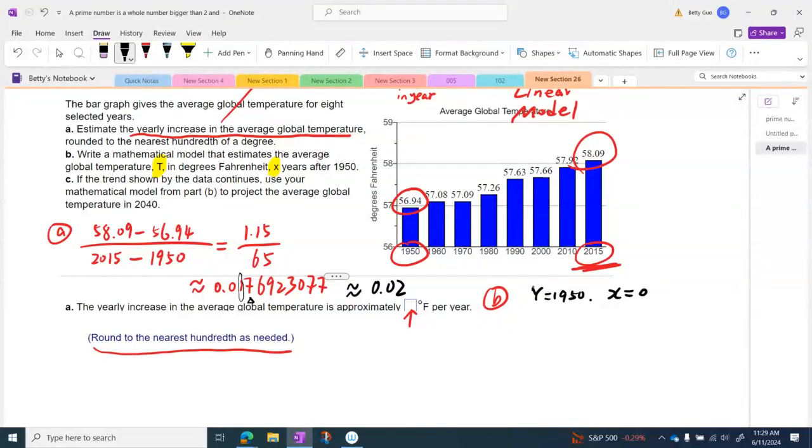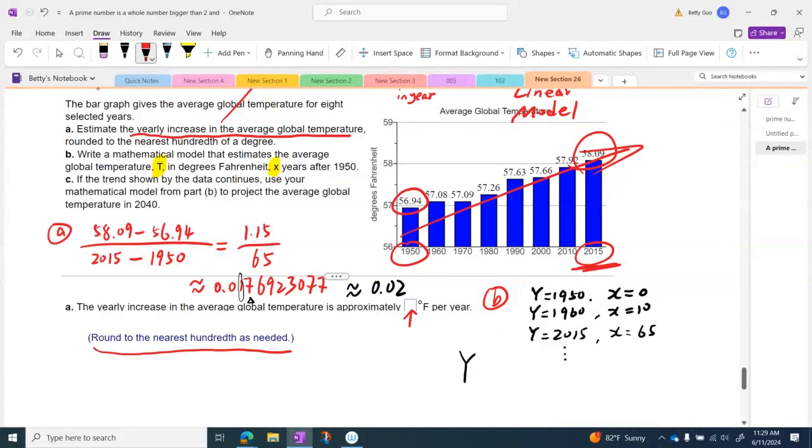X here represents the number of years after 1950. So when the year is 1950, that's the initial year, X is 0. When the year is 1960, X is 10. Do you agree? When the year is 2015, X equals 65, and so on. You see the relation between the year and X. So we need to set up an equation that can describe the linear trend. It has to be linear, okay? We only learn linear in this course.